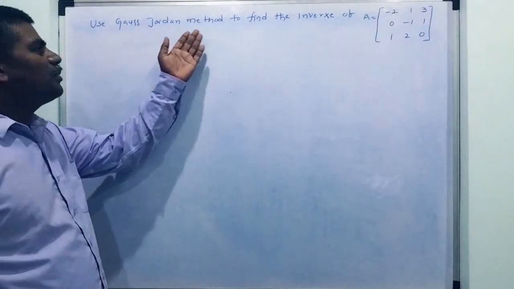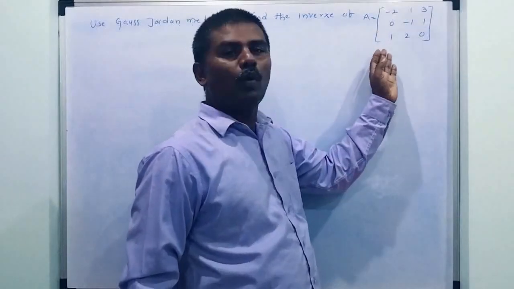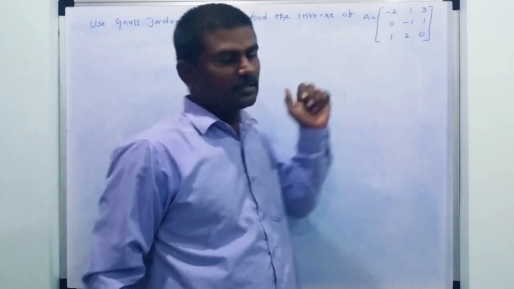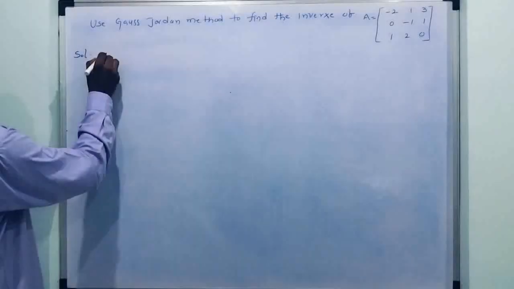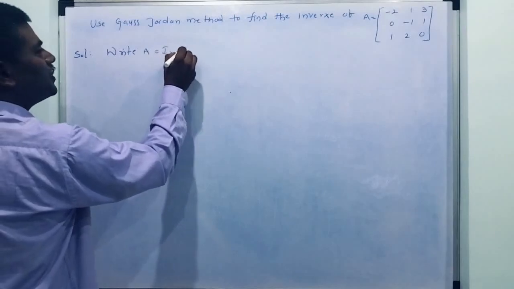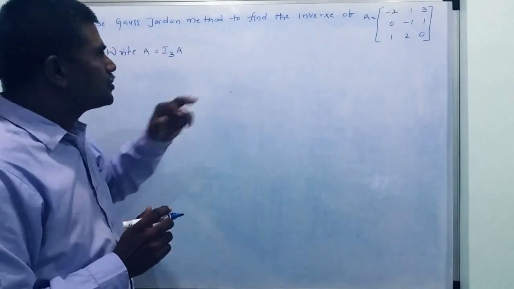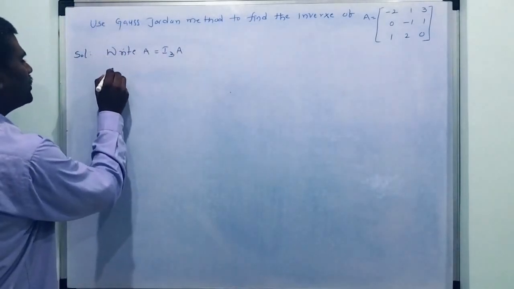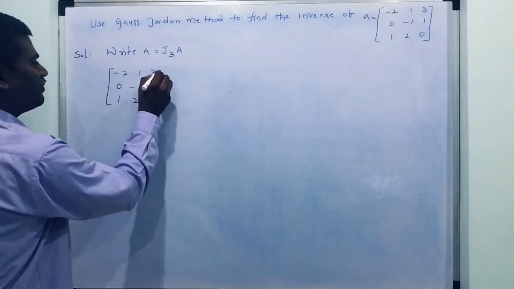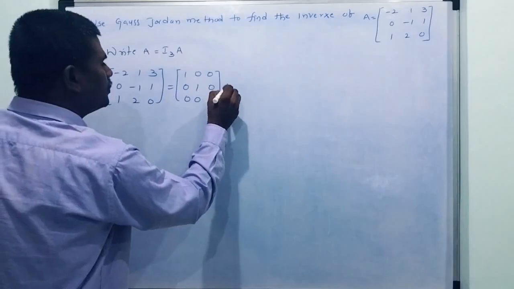Use Gauss Jordan method to find the inverse of the matrix A is equal to minus 2, 1, 3, 0, minus 1, 1, 1, 2, 0. This is the matrix. Now let us find the inverse of this matrix. So coming to the solution, write A is equal to I3A, because the given matrix A is of order 3, which is non-singular also. So that 1, minus 2, 1, 3, 0, minus 1, 1, 1, 2, 0. This is the given matrix. And write the identity matrix here into A.